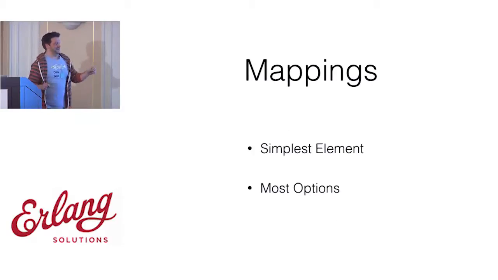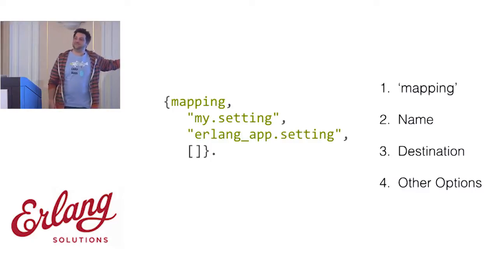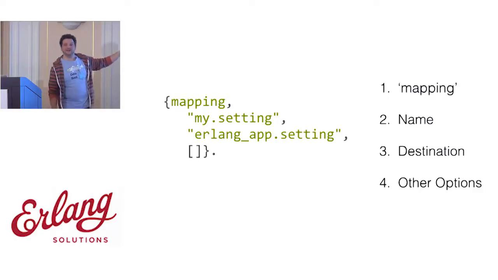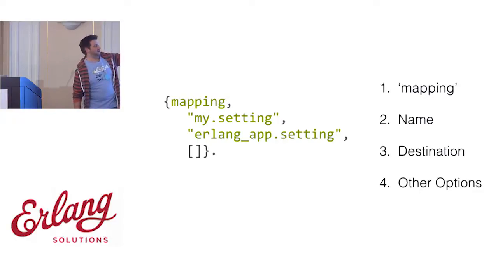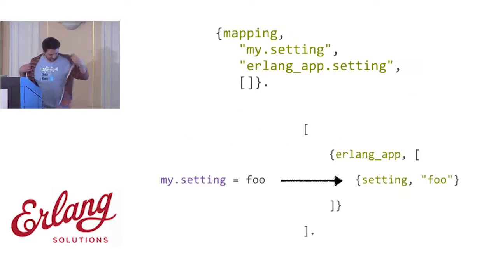So what's a mapping? Well, it's easy, it's fun, and they have the most options, so we're just going to dig into it first. It's a 4-tuple. The first element is mapping, like I said. The second is the name of the mapping. This is going to be the left-hand side of the key-value in the conf file. The third element here is where it ends up in the app config. This first guy here is the Erlang app. The second guy is the setting within that app. So these are just a dot-separated list of keys for that. And then the one down there, number 4, is a bunch of other options, and we'll get into those in a bit.